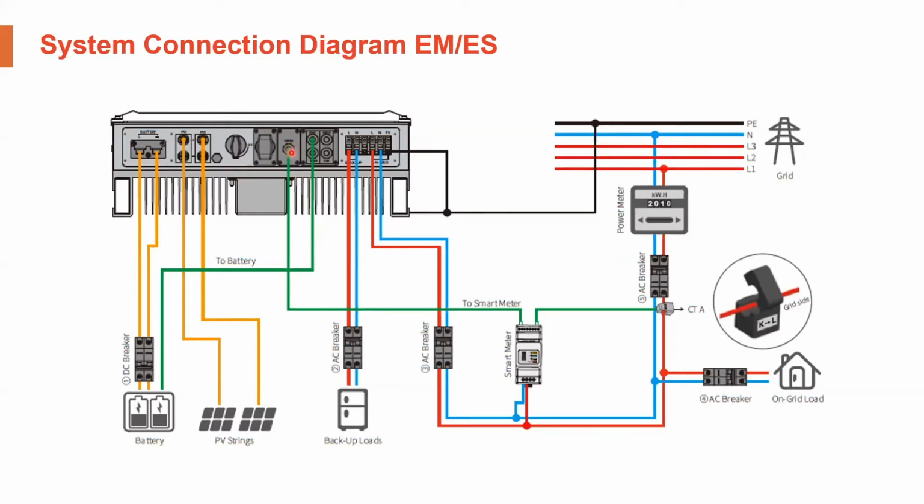Here in the middle as well, we have a connection from the inverter to the smart meter. The smart meter is measuring the export and import power that's coming in and out of the house. With that information, the inverter is able to determine how much power to discharge or charge the batteries and how much power to stop exporting back into the grid, etc. So that's just a high overview diagram of the EM and the ES.